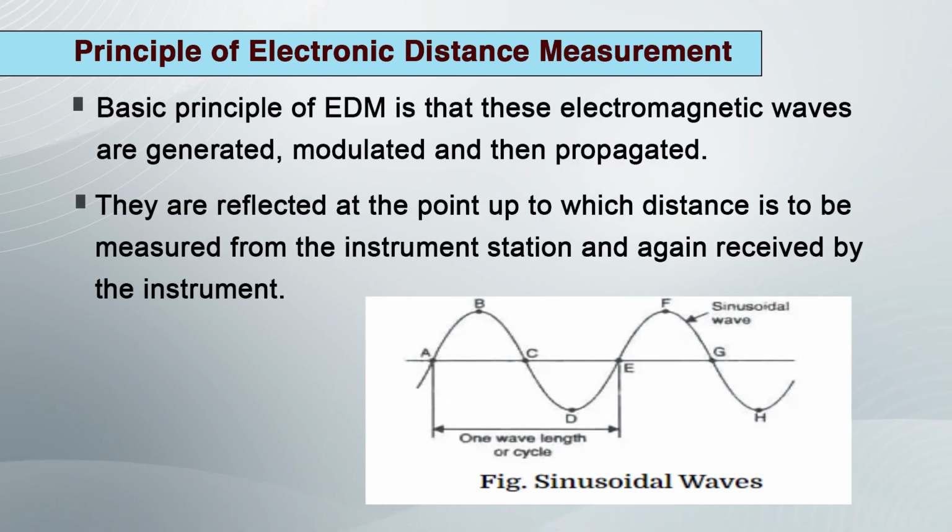Now we will discuss the principle of electronic distance measurement. The basic principle of electronic distance measurement, that is EDM, is that electromagnetic waves are generated, modulated and then propagated. They are reflected at the point up to which distance is to be measured from the instrument station and again received by the station. The time taken by the wave to travel is 2 times the distance to be measured, and knowing the velocity of wave, the distance may be calculated.